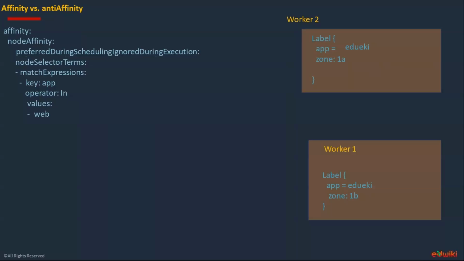Now it did a small change now. You see under the node affinity, now I have added a statement called preferred during scheduling, ignore during execution. There is a small change, guys. Now tell me, where do you think the pod will be deployed?